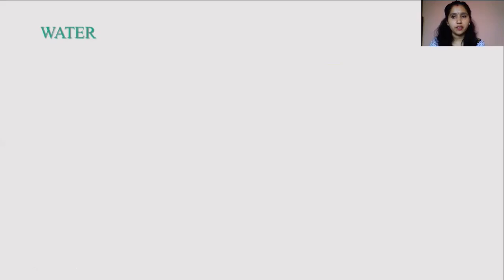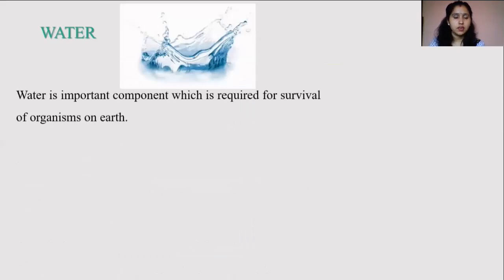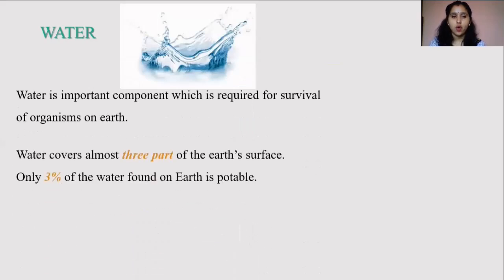And next component of environment, that is abiotic non-living component, water. You can see here, water is an important component which is required for survival of organisms on Earth. Water covers almost 3% of the Earth's surface. Only 3% of the water found on the Earth is potable, that means fit to drink, 3% only.